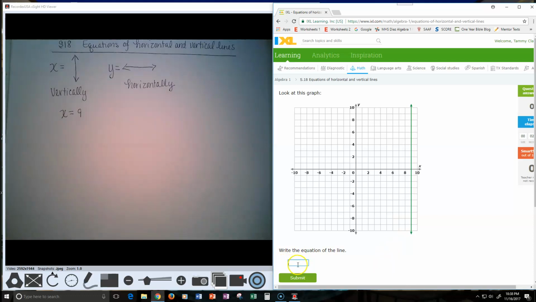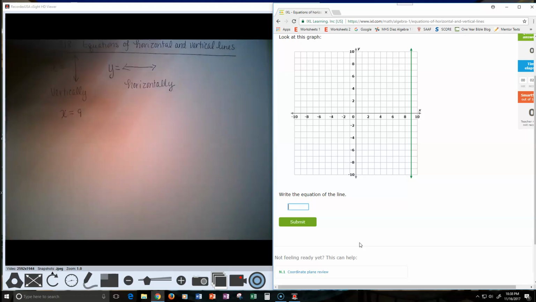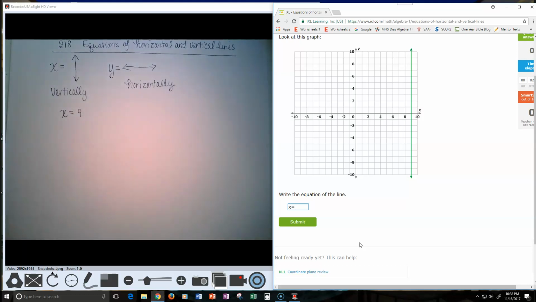So on this one, be really careful because you do have to put the x and the is equal to. If you just put 9, that's not the equation of a line. That's just a number. So we're going to do x is equal to 9.